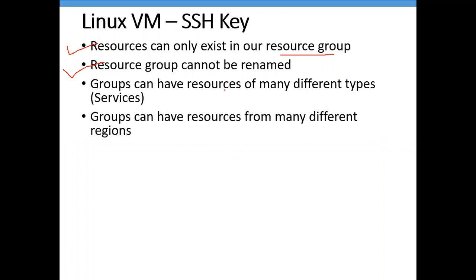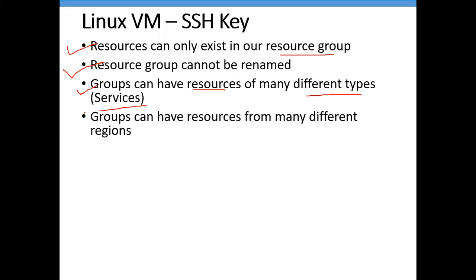Resource groups can have resources of many different types. Different types means virtual machines, IP addresses, virtual networks, storage accounts, ACR, Kubernetes, DevOps things. We can create anything, whichever we want, under our resource group. Without a resource group, it is impossible to create a few of the resources in Azure.